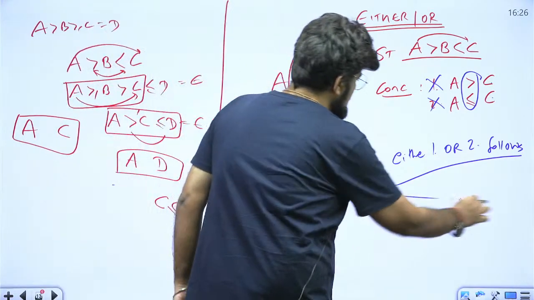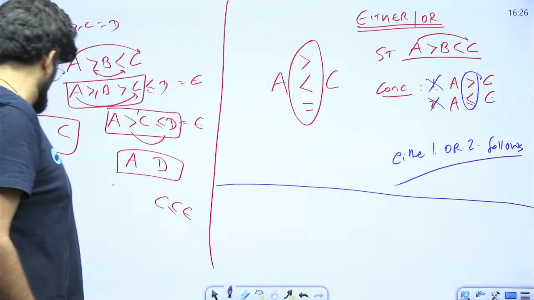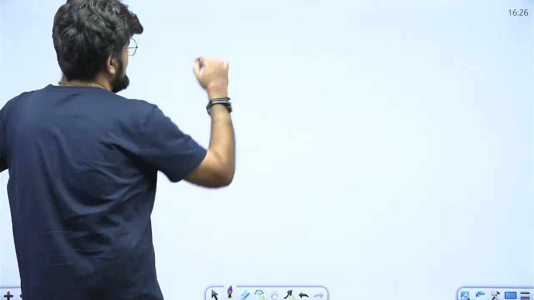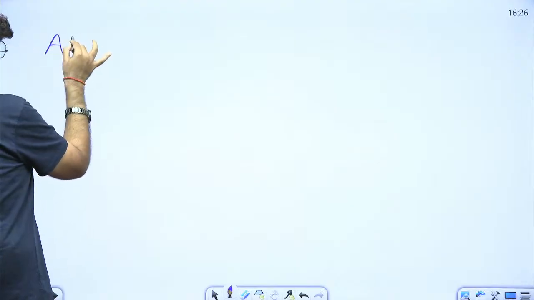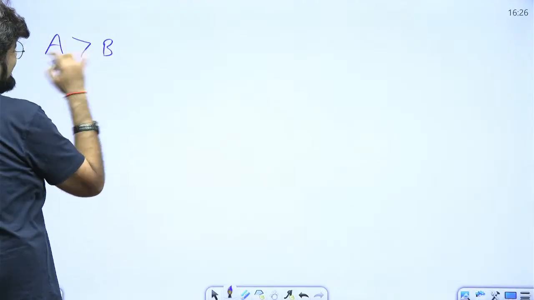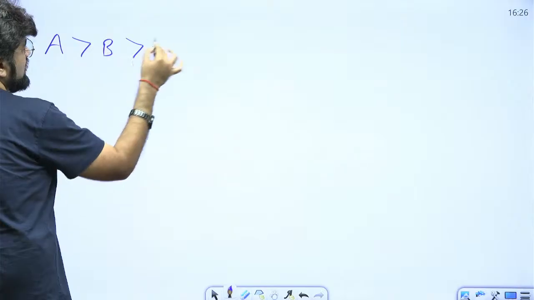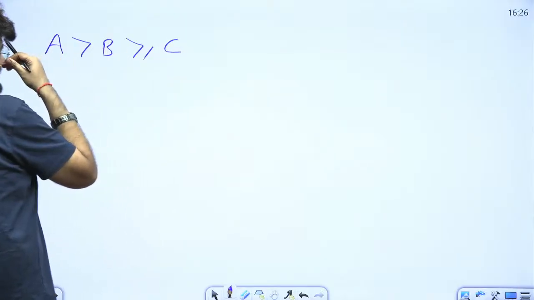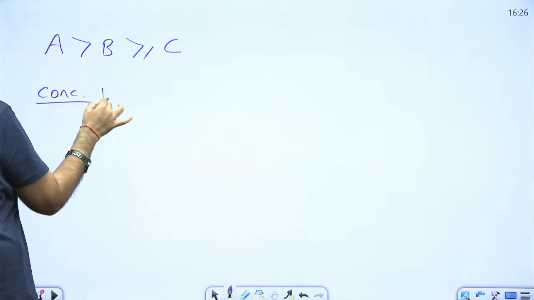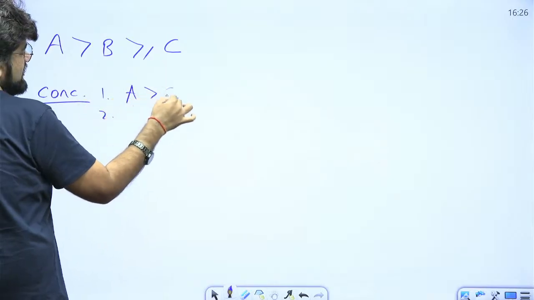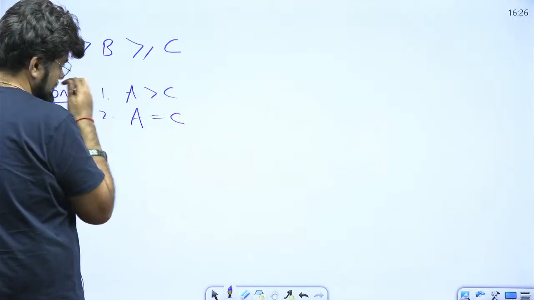It may not necessarily be a part of places where there is no relation. Why? Supposedly, I have something like this. I have an expression A greater than B greater than equal to C. Let's keep it simple. And my conclusions are A greater than C, A equal to C.